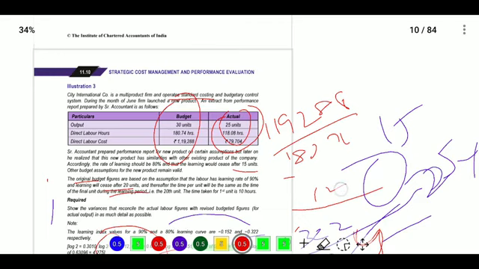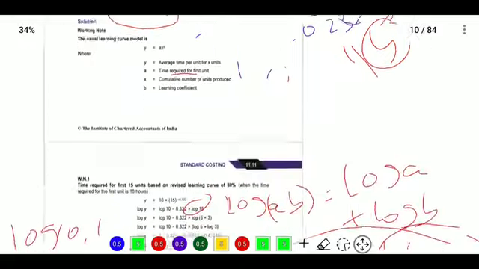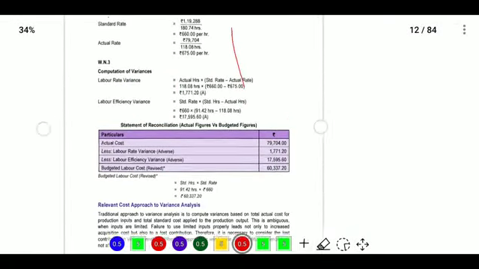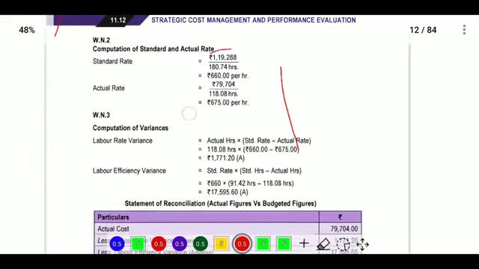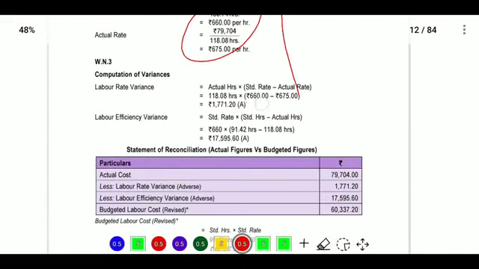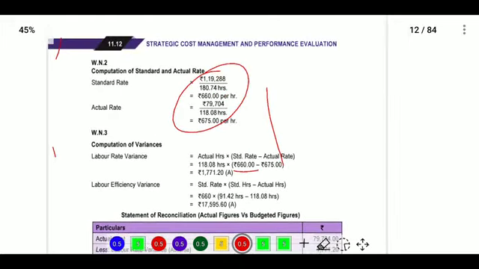So we will calculate the variance. What is the variance there? See here we will get this. We will divide it, and for that we will get the 660. Where will we get 660? Here we will get the 660. We will get the standard rate and actual rate. And for quantity, actual hours will be taken. Actual hours will be 118.08. That is the actual hours.